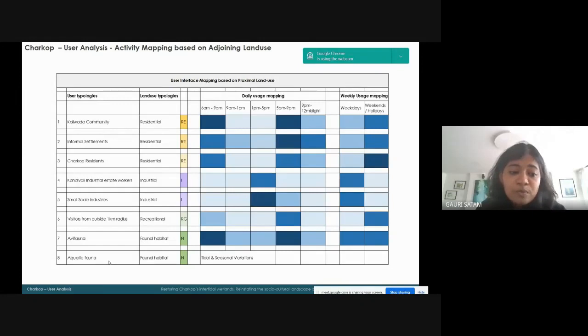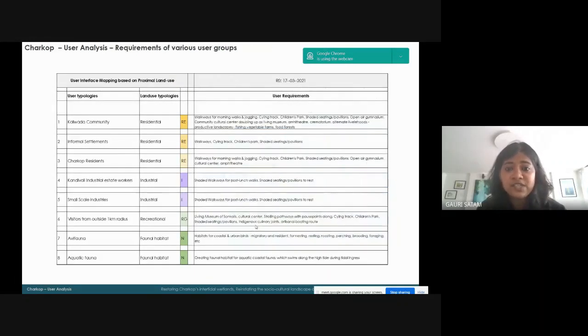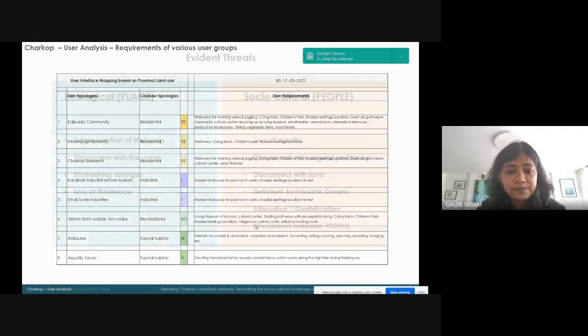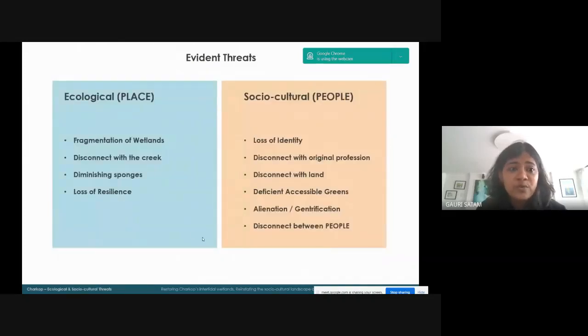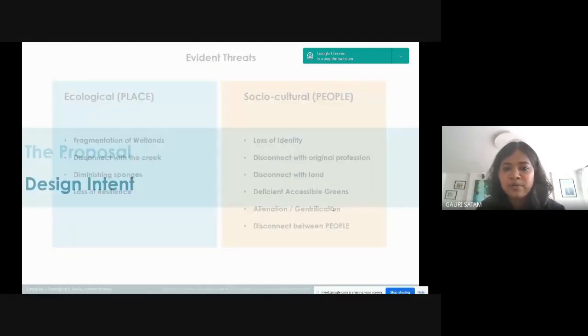The users would also be the biodiversity, the aquatic fauna, the avifauna of this region as well, and they have also been studied in detail in terms of their activities. The user requirements have been studied. And finally, the evident threats which this community faces in terms of ecological and socio-cultural needs have been put together. Ecologically: fragmentation of wetlands, disconnect with the creek, diminishing sponges, and loss of resilience. In terms of the socio-cultural layer: loss of identity, disconnect with the original profession, disconnect with the land, deficient accessible greens, alienation, and a disconnect between the people of the society, between the coolies and the newer migrants.